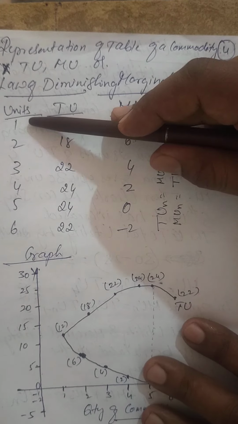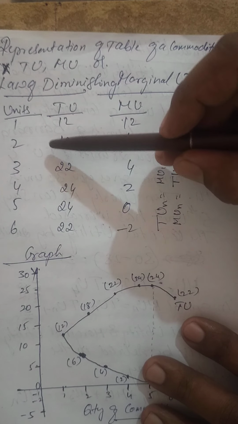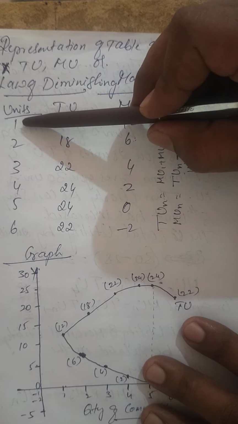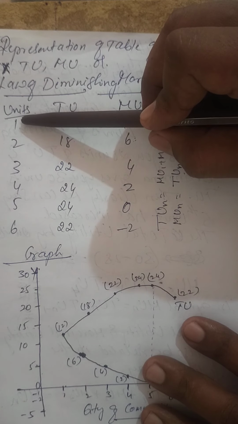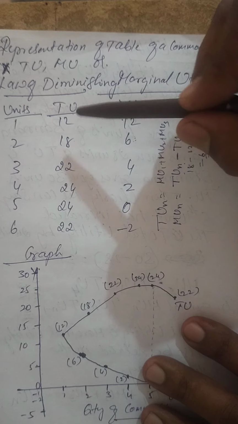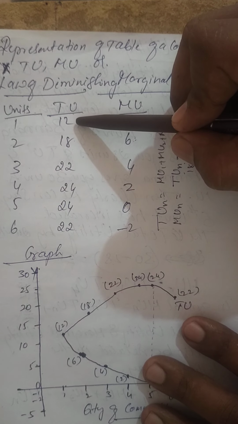I'll take a beautiful example. When we consume one piece of an apple, let us consider one piece of apple, I will get 12 units of satisfaction. Okay, 12 units of satisfaction. If I eat one piece, I get 12 times the happiness.